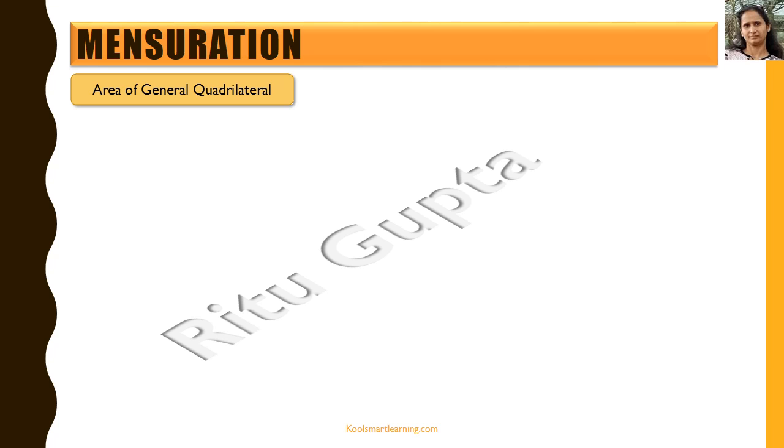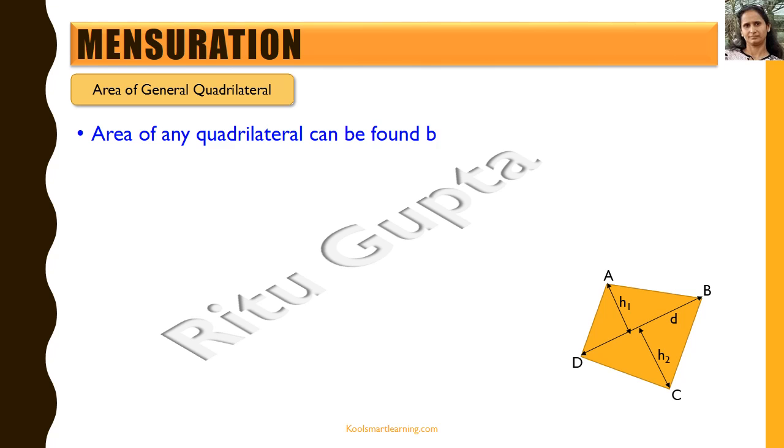So friends, now that we know how to find out the area of a trapezium and the area of a rhombus, let's see how do we find out the area of any general quadrilateral. So we have any four-sided figure, any quadrilateral, and now we have to find out its area. So what we do is we divide it into two triangles. So one is this ABD and the other is BDC.